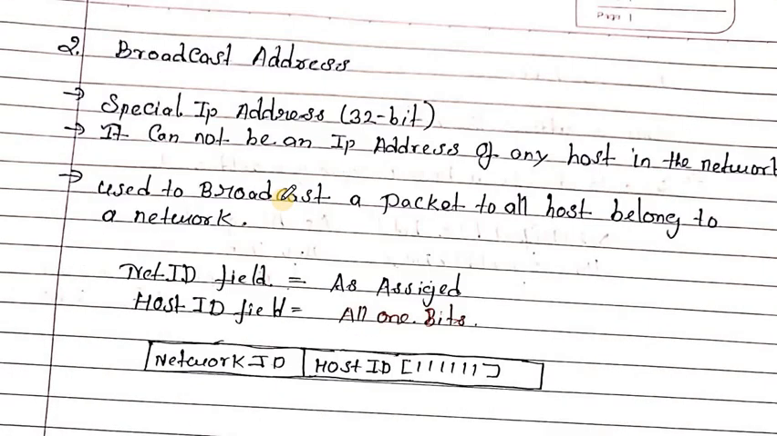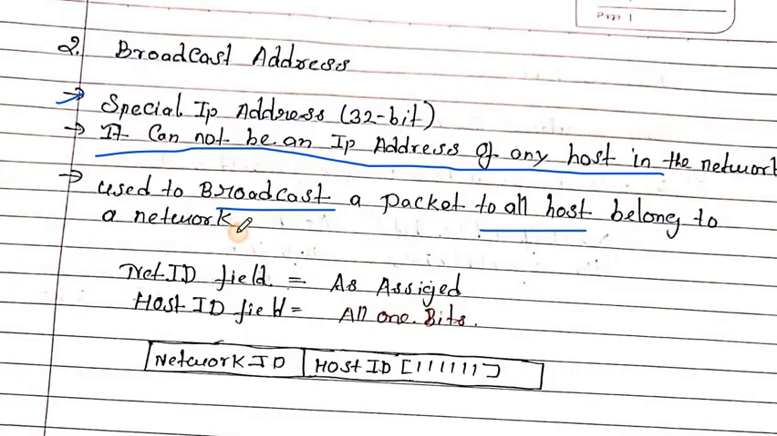Broadcast address. A broadcast address is also called a special IP address. It cannot be the IP address of any host in any network. These special IP addresses are used to broadcast a packet to all hosts belonging to the same network. If there is a network and you want to send the packet to all hosts, not any dedicated host, then we use the broadcast address.